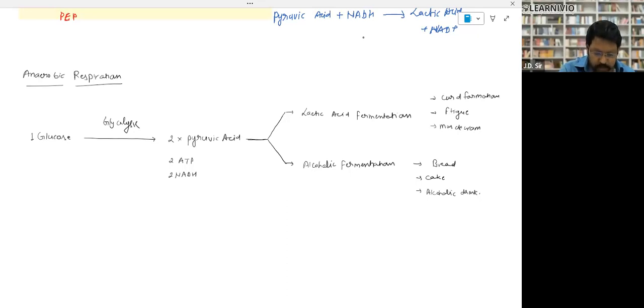Please start noting now. Note down this one as well. It's a better way to explain. Note down this flow chart, and then we have to note down in short what is the lactic acid fermentation, what is the alcoholic fermentation. So the main heading being anaerobic respiration, and further we have divided anaerobic respiration into two parts: lactic acid and alcoholic one. Quickly.